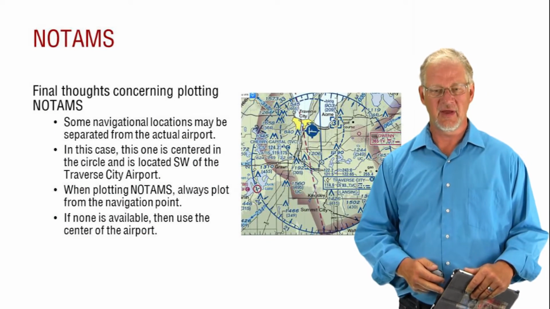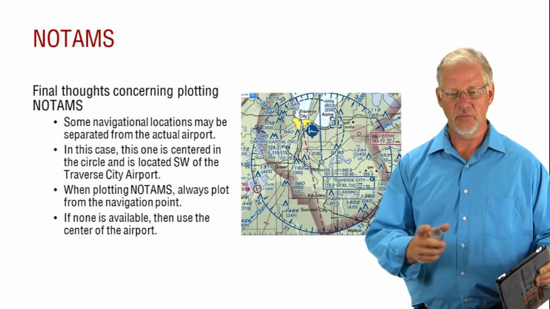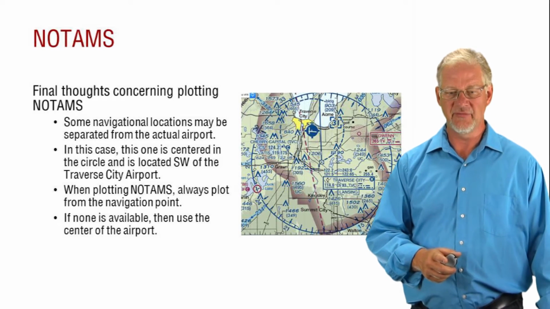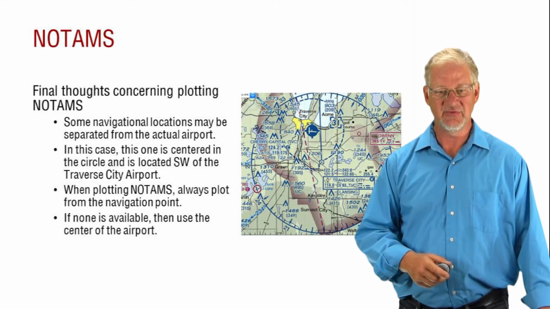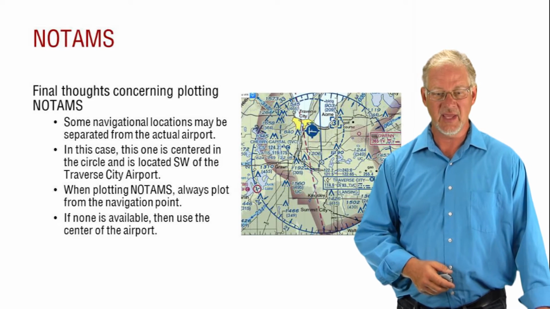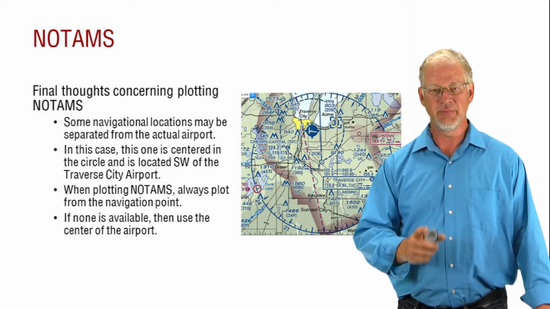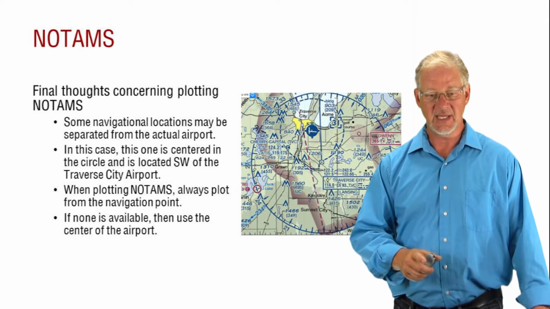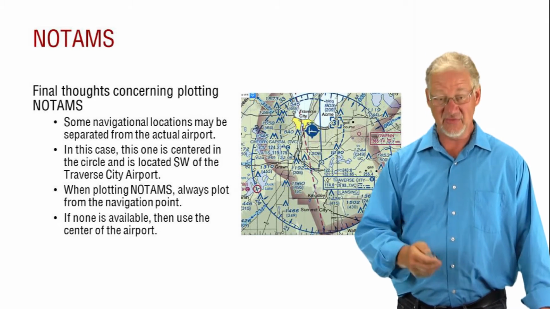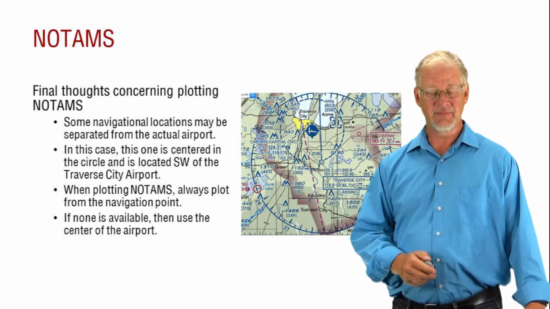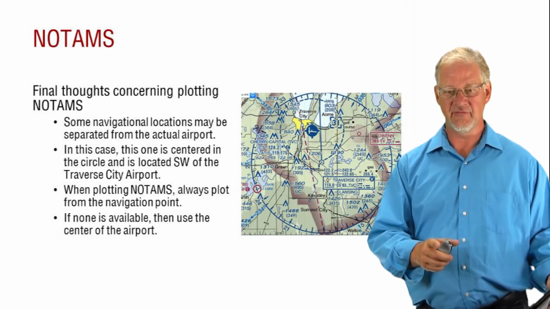Now let's take a look at the thoughts of NOTAMs. Here's one thing you really need to know. Some navigational locations may be separated from the actual airport. We talked about that. In this case, the one centered in the circle located southwest of Traverse City Airport. So when you're plotting your NOTAM, always plot from the navigational point. If none is available, then use the center point of the airport. This could be on the test. And here's the impact that it'll have.